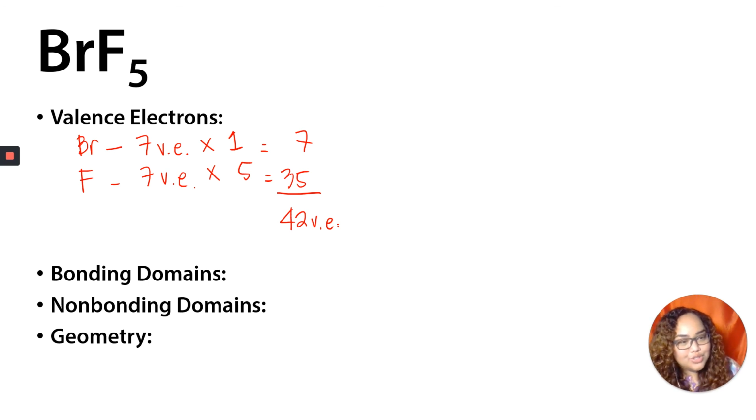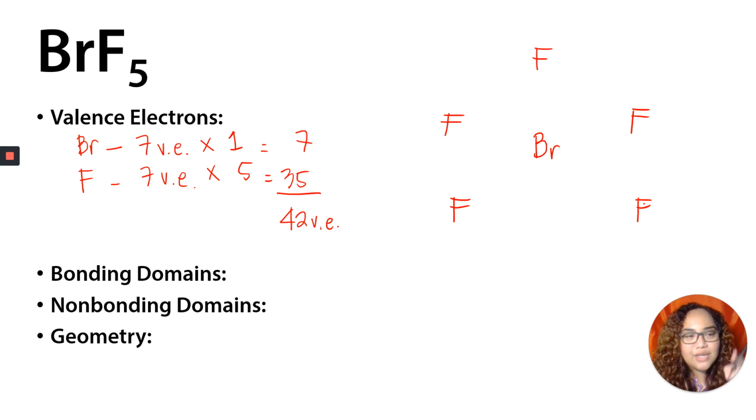Okay, so which of the two would be the central atom? It would be bromine. And then you're going to situate all of these fluorines in a way like a star. Now this is the same concept as before because you are reminded that fluorine only needs one more electron. So it would look like this.